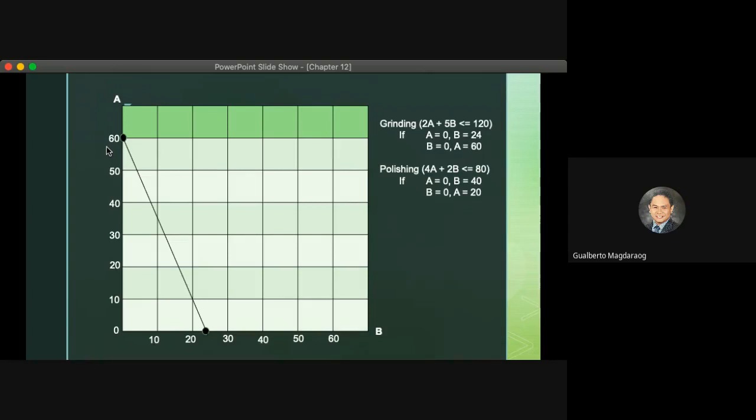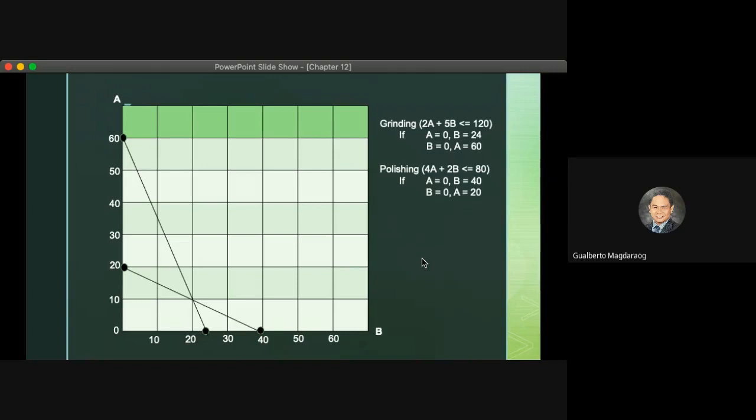And then for the polishing, 4A plus 2B is equal to 80. Assuming A is 0, the value of B is 40. So ito yung 40. And then for the value of A, assuming B is 0, divide both sides by 4, A is 20. So connect the dots again.